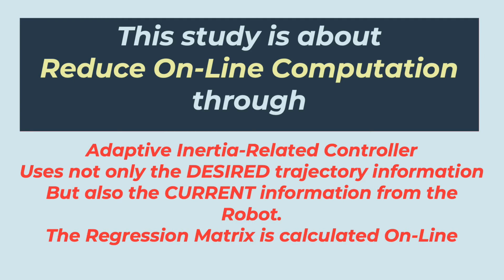On the other hand, the adaptive inertia related controller uses the desired trajectory information in addition to the current trajectory information from the manipulator. Therefore, the regression matrix is calculated in online condition.